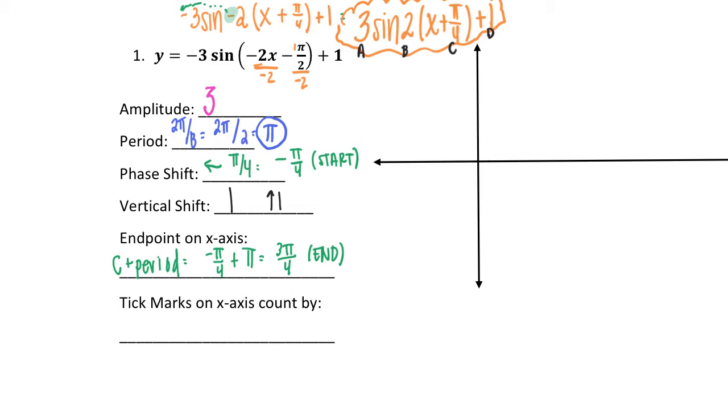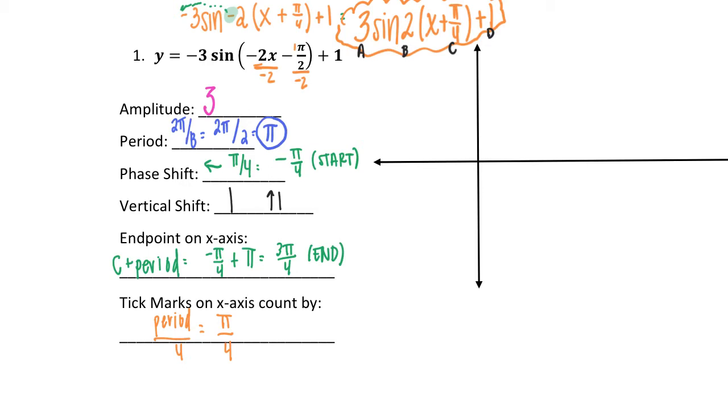The second to last thing we're going to find is what we're counting by on our x-axis. So when we graph our sine curve and we have 5 tick marks, what we're doing to get from bounce to bounce. To find that, take the period and divide by 4. Our period in this case is pi. Divide by 4, we get pi over 4. So we're adding 1/4 pi from tick mark to tick mark.